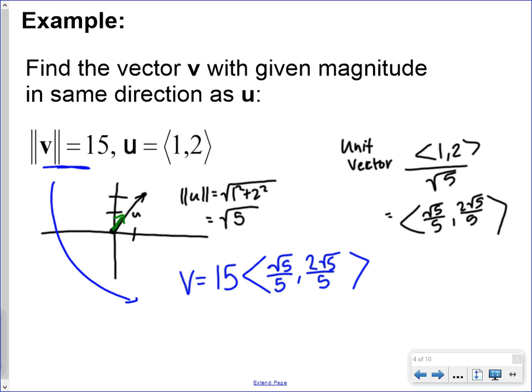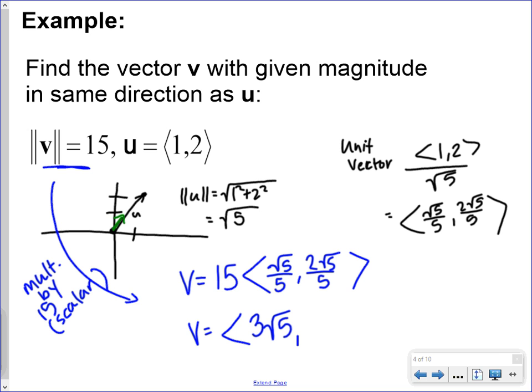Over here, we're going to multiply by the scalar, if you want to make a note. We've already practiced scalar multiplication with vectors, so you just have to distribute it to both the horizontal and the vertical component. When I do that, the 15 divided by 5 is going to reduce to 3, so I'm going to come up with a new vector v that is 3 square root 5, and then 3 times 2 square root 5, so 6 square root 5.